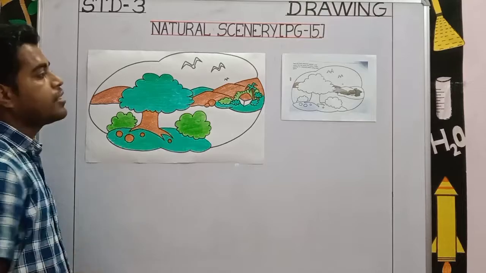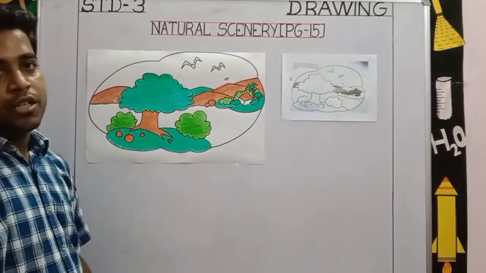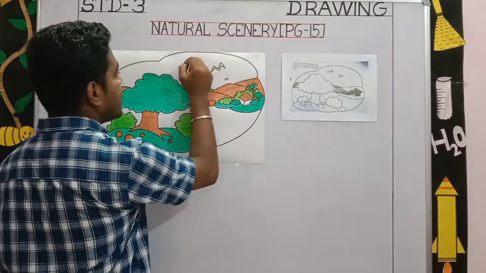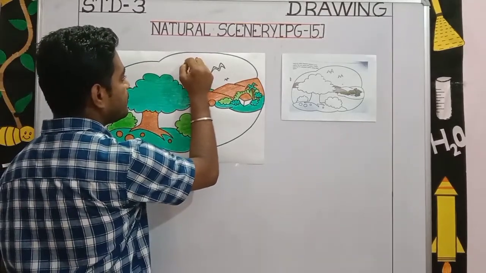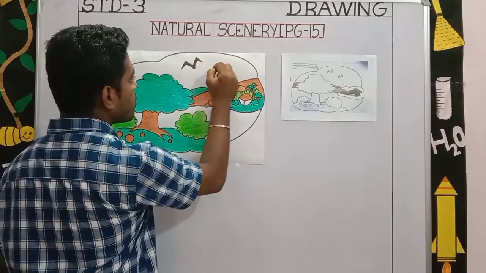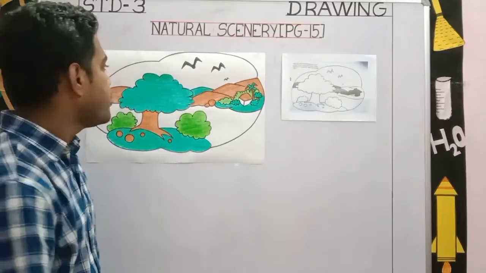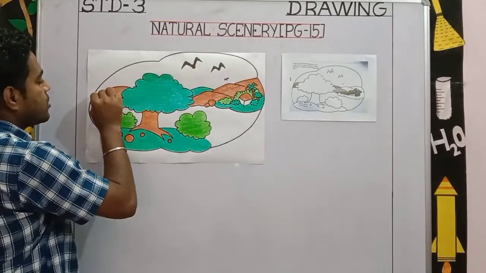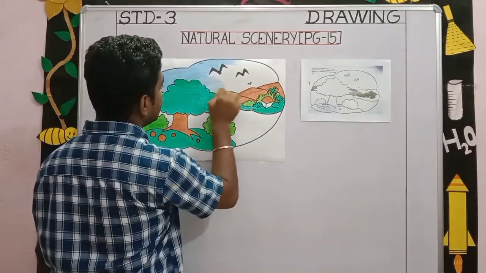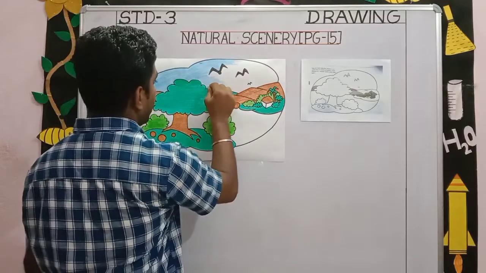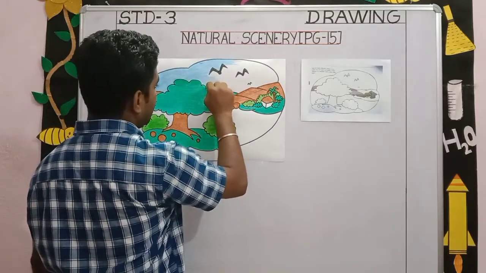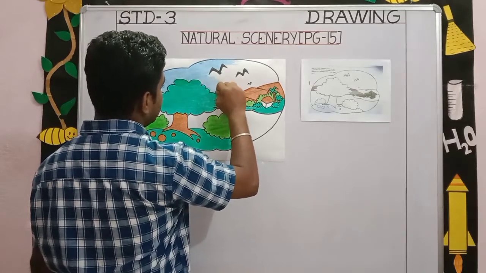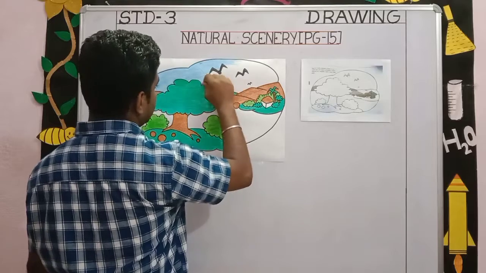In this way, we have completed most of the part shown in this scenery. It's time to color these birds which are flying in the sky with black color. This color is going to be used to color this entire sky. So I'll be proceeding from this corner. I am coloring it with blue to show that the air around us is always being cleaned by these green trees.